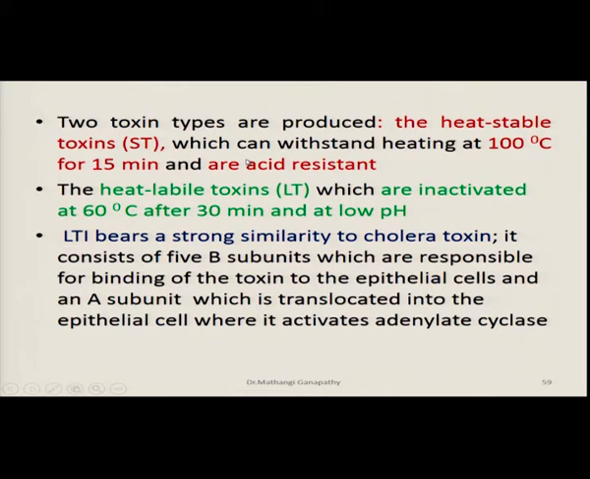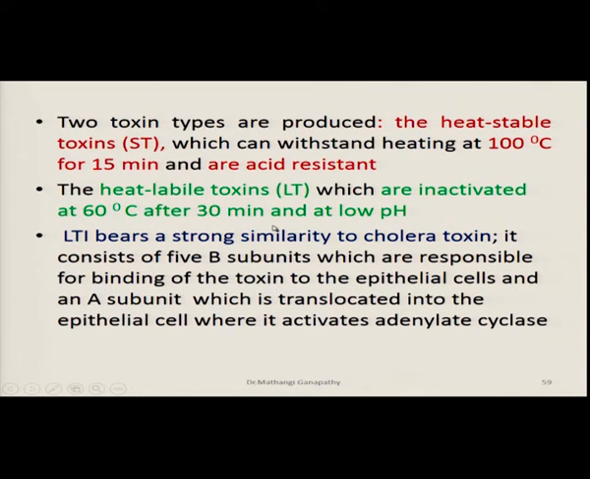So, ETEC strains can produce two types of toxins: heat stable toxins and the heat sensitive or heat labile toxins. The heat stable toxins are so stable that they cannot be destroyed even by keeping them at a temperature of 100 degrees centigrade for 15 minutes, and they are acid resistant, meaning an acidic environment will not destroy them. The heat labile toxins are inactivated at 60 degrees. So, until 60 they can withstand the heat, but keeping them at 60 for more than 30 minutes, the heat labile toxin will be destroyed, and they are inactivated at low pH.